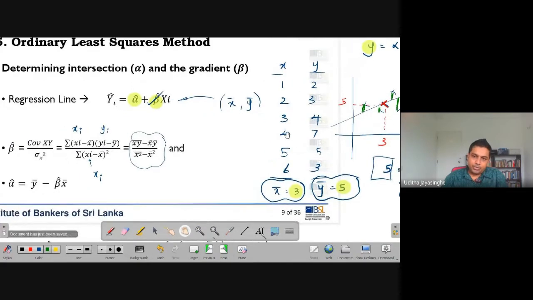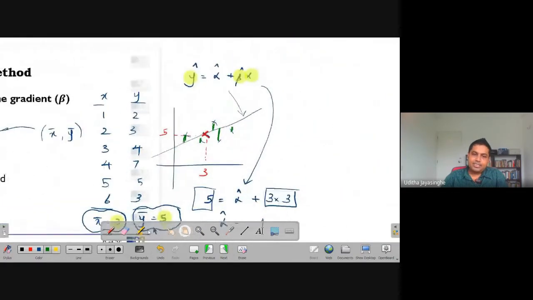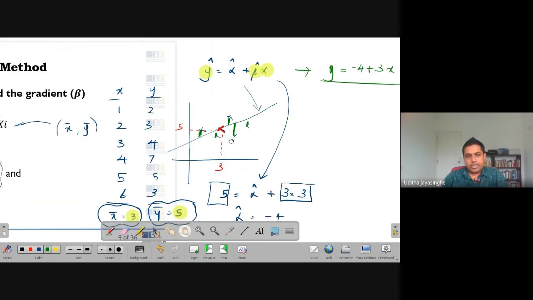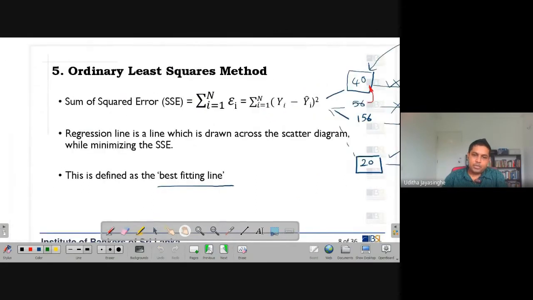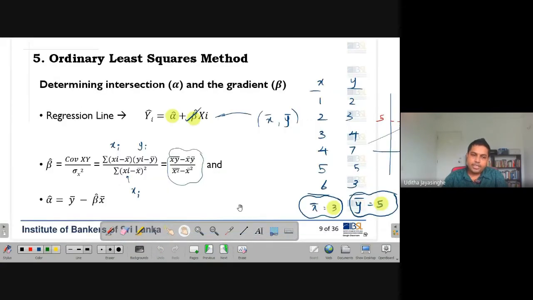So once we calculate alpha, what are we going to be left with? This alpha and beta will be substituted, and you can name this equation with the respective values. Let's say -4 plus 3x is going to be your equation. So that's the output of the OLS calculation. Now you will understand, this best fitting line business, you can either eyeball it and do the SSE and optimize it, or again use the covariance and variance and calculate the best fitting line in one go.